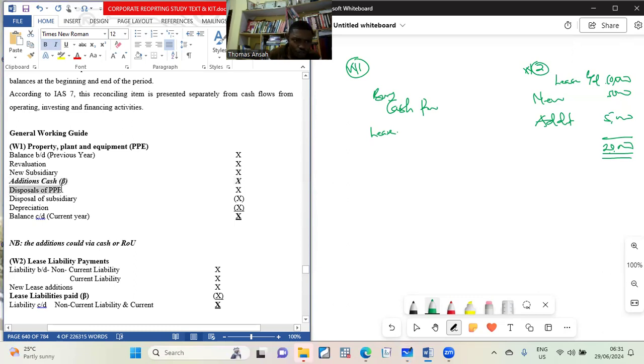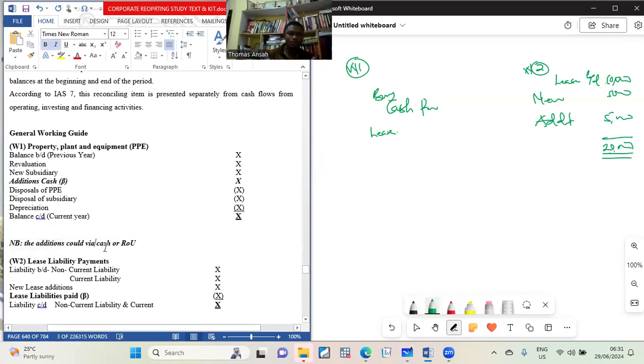Of course, the basic cash flow tells you that disposal of PPE is in here. So when you dispose of your PPE, it has to go out. The same for disposal of subsidiary and the same also for depreciation. All right, these things are decreasing your PPE. So that is the note I made.